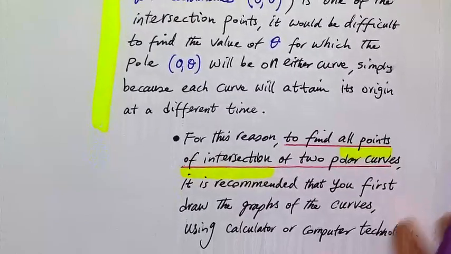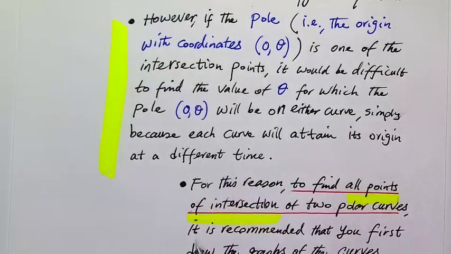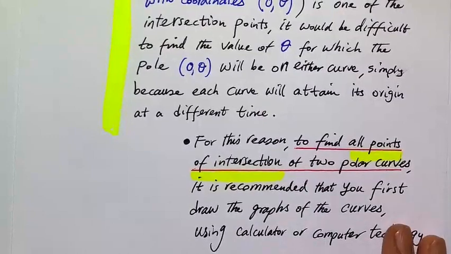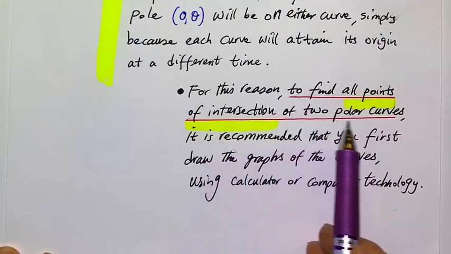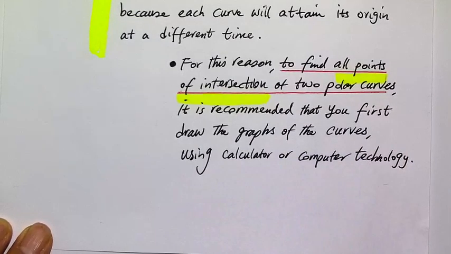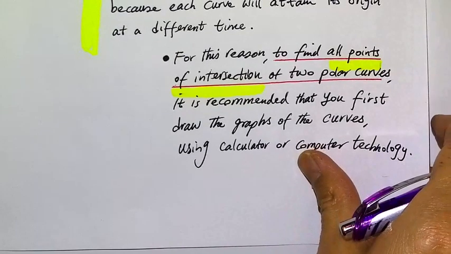So we have to be careful there, because the theta value that takes one curve through the origin is not necessarily going to be the same theta that takes the other curve through the origin. That's what this is saying, and we need to find out what that theta is for each curve. So for this reason, to find all points of intersection of two polar curves, it is recommended that you first draw the graphs of the curves using calculator or computer technology. Okay, so this is just a note before we see some examples in this area.